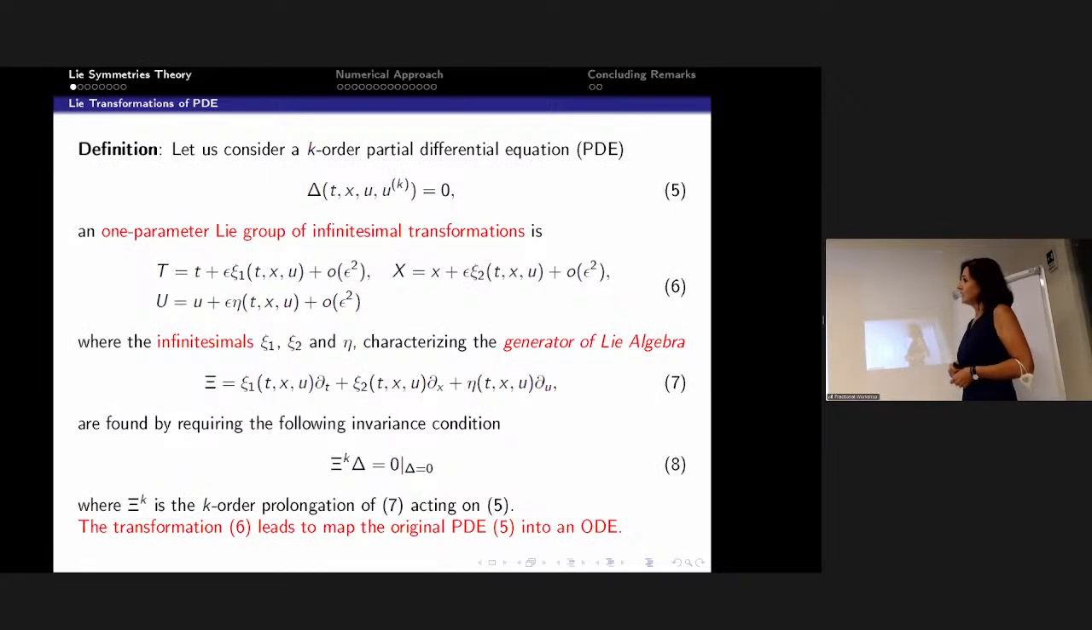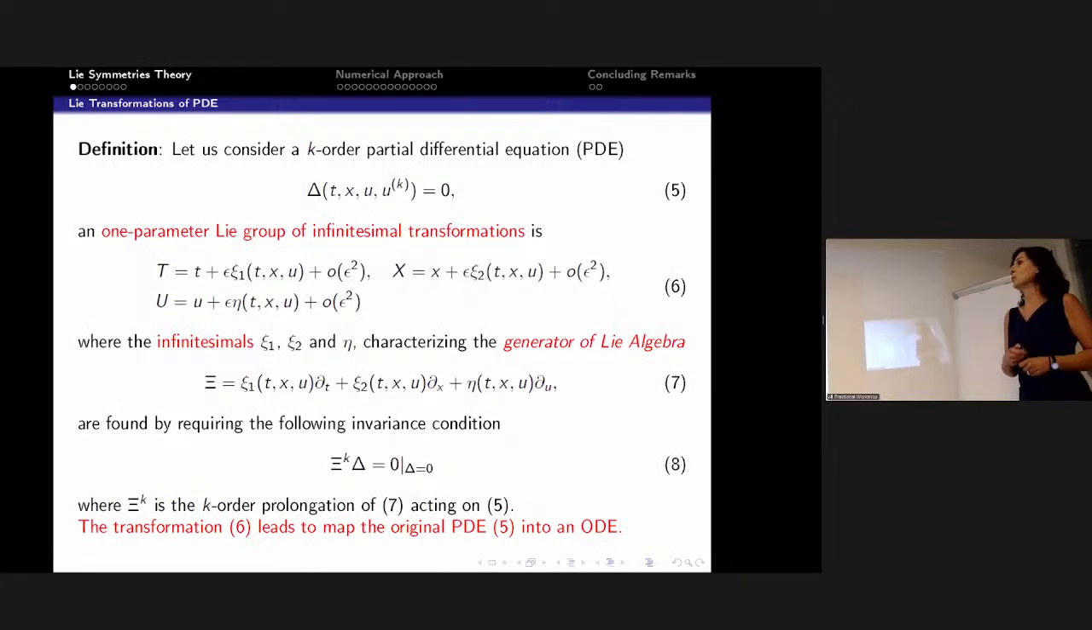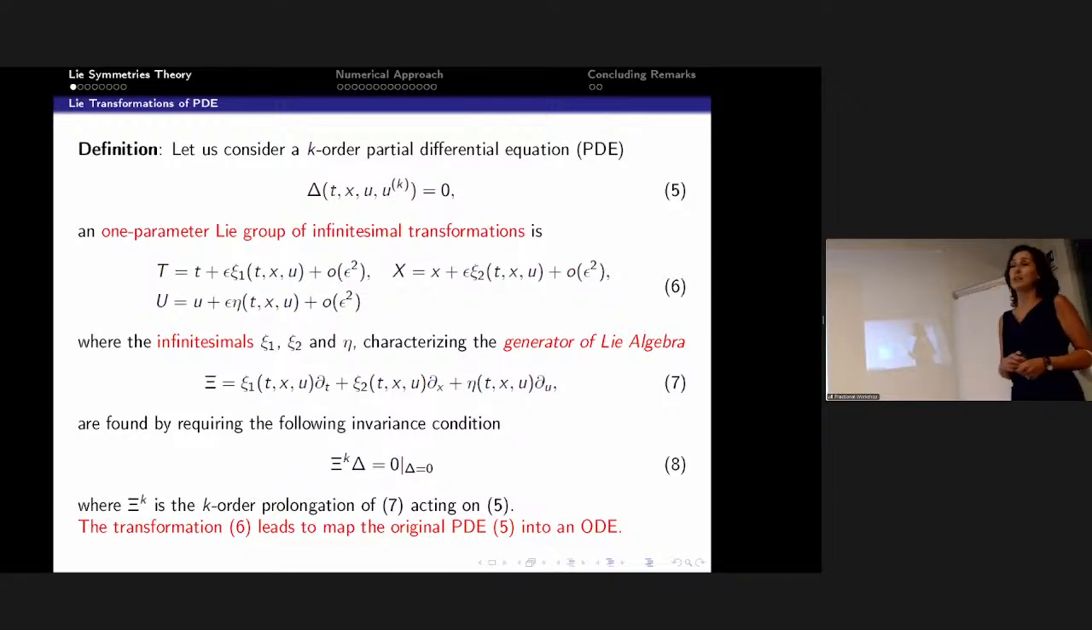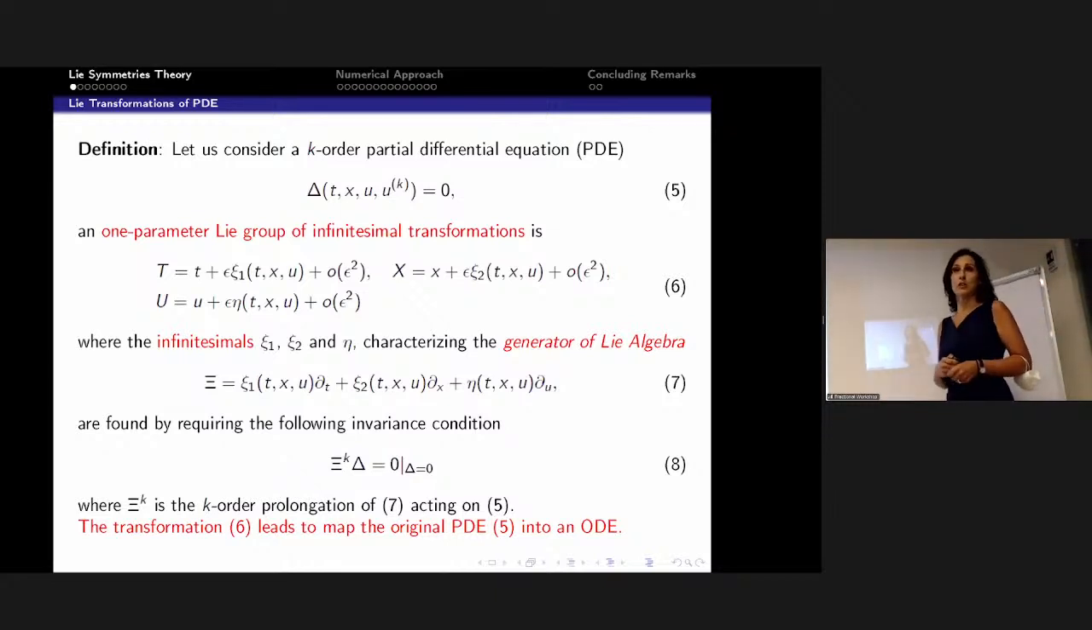I start by briefly showing you the theory of Lie symmetries that can be applied to partial differential equations of integer order, and after that I show how this theory can be generalized to fractional differential ones.